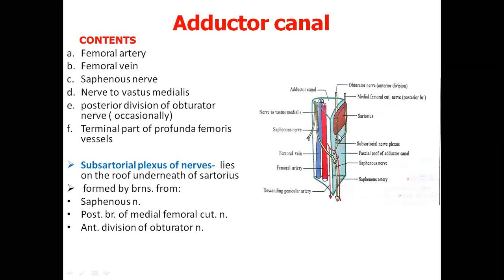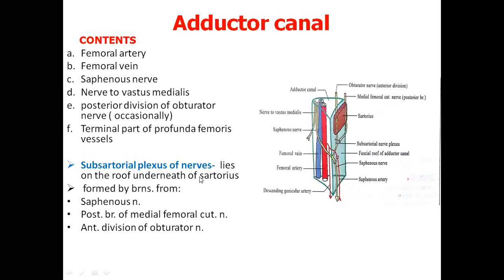Subsartorial nerve plexus. So saphenous nerve, saphenous artery. The saphenous nerve is one of the branches of the anterior division of the femoral nerve. We will study that when we do the femoral nerve. The saphenous artery is one of the branches of the femoral artery. All these structures are seen here, beta.